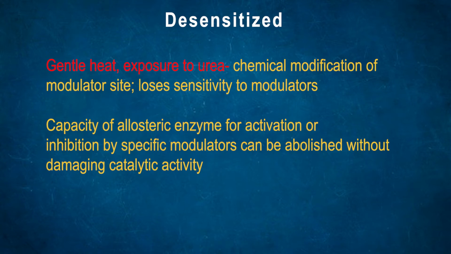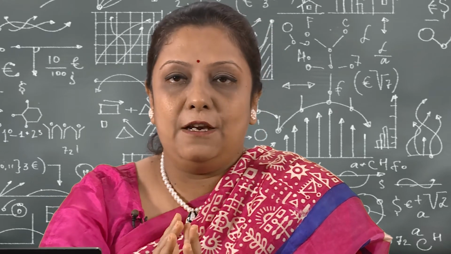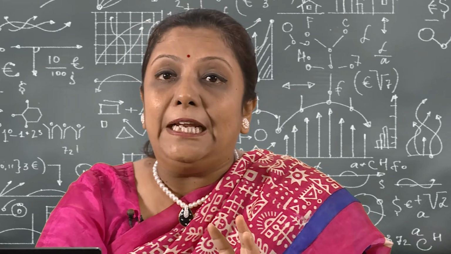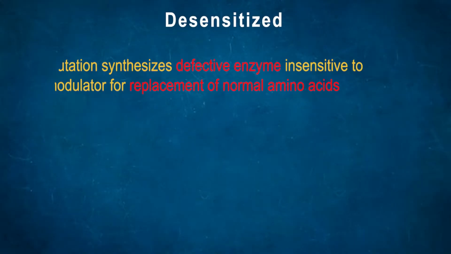So, we can find that the capacity of allosteric enzyme for activation or inhibition by specific modulators can be abolished without damaging the catalytic activity. So, what is going on? The regulator sites are detached or desensitized from the catalytic site. So, the catalytic site now becomes free of the regulator sites. So, it shows Michaelis-Menten kinetics. Mutation synthesizes some defective allosteric enzyme which is insensitive to modulator due to replacement of some conserved normal amino acids.